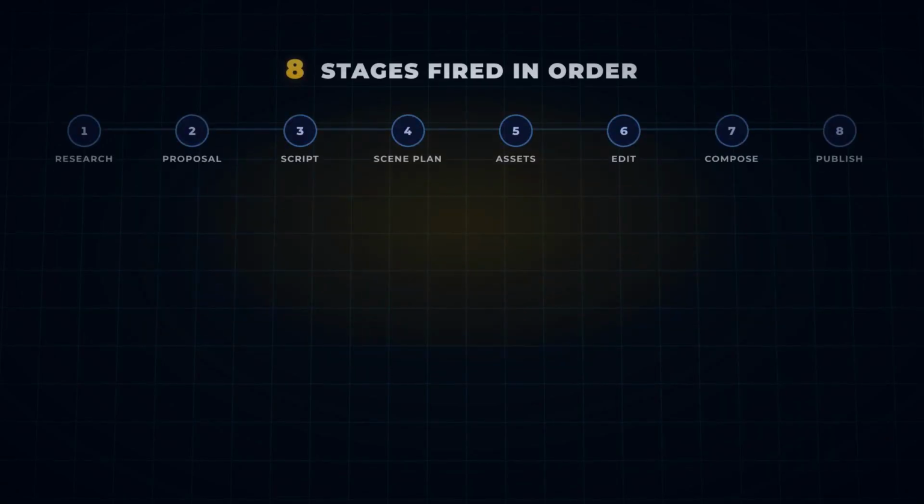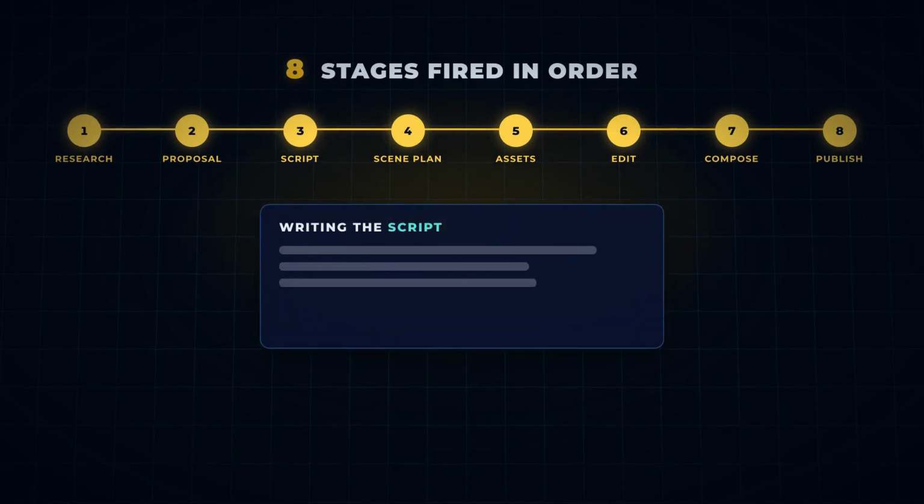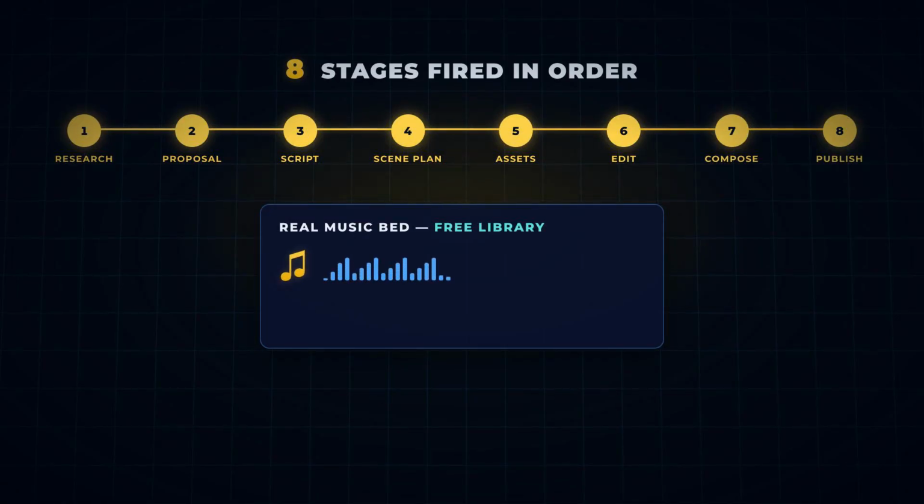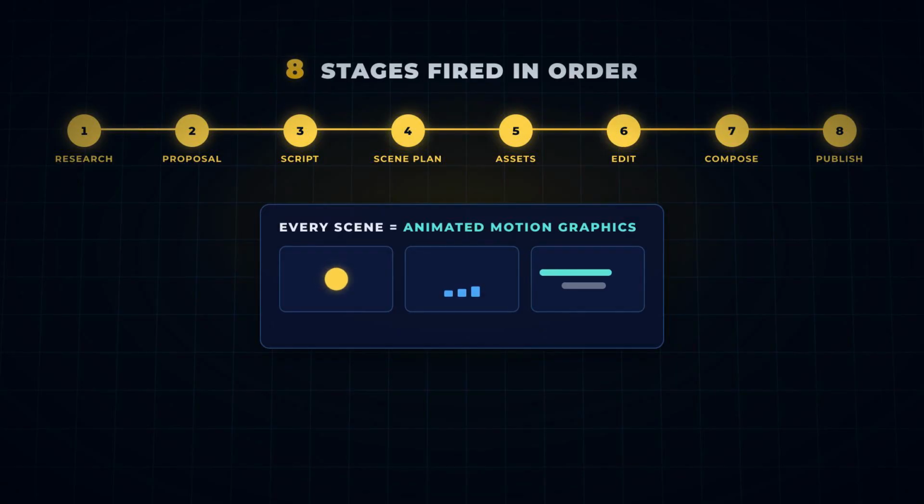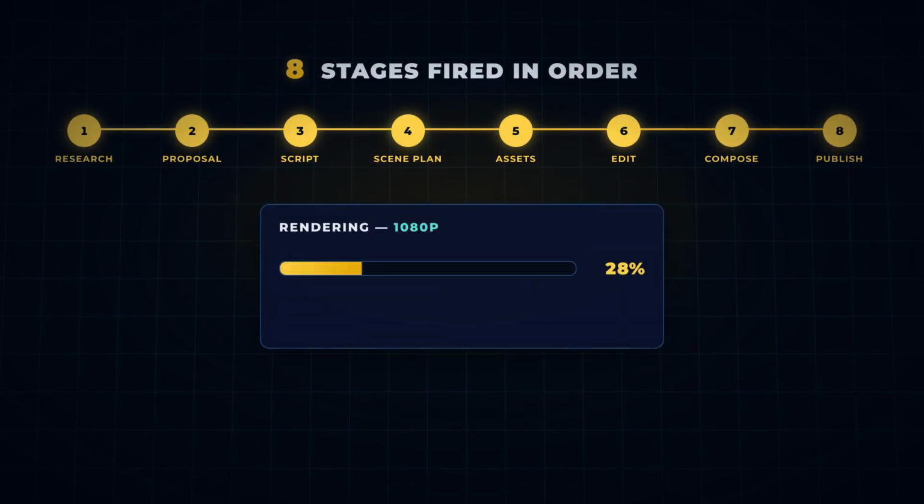8 stages fired in order: research, proposal, script, scene plan, assets, edit, compose, publish. It researched the topic, it wrote the script and read it aloud with the local voice. It scraped a real music bed from a free library. No key needed. It built every scene as animated motion graphics, burned in karaoke captions, and rendered the whole thing.